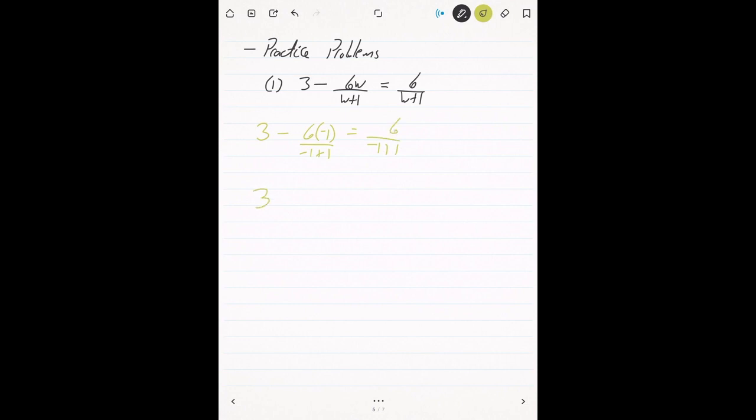And we end up with 3. The double negatives make a positive. 6 over... Oh, that's a 0. Negative 1 plus 1 is just a 0. And then I have 6 over negative 1 plus 1, which is 0 again. So this is a problem for us. This actually doesn't work. I'm getting an error because these are not allowed. I just solved this equation for a value for the variable, and what I got actually doesn't work. What's the issue with this?